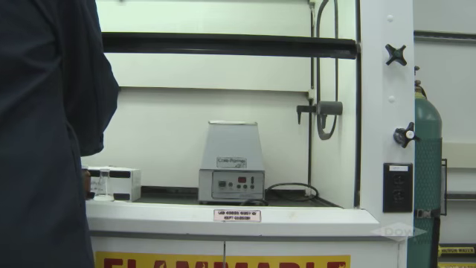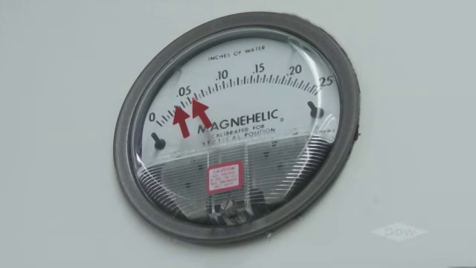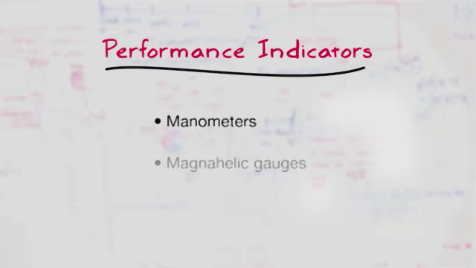As you might guess, the performance indicator is a device that shows that the fume hood is working properly. It displays static pressure or airflow. Your lab leader can explain what values you should watch for. A variety of performance indicators are used on fume hoods. Some examples include manometers, magnehelic gauges, and electronic displays.